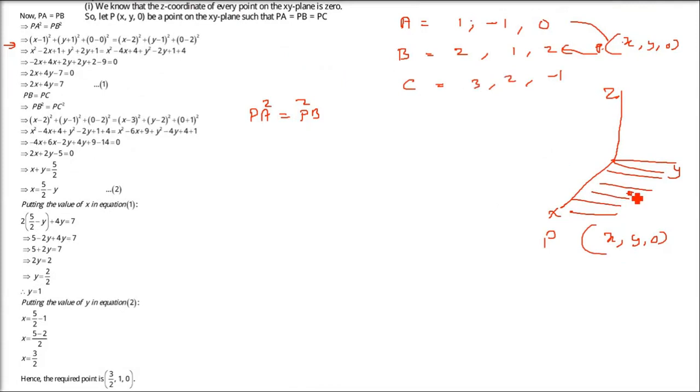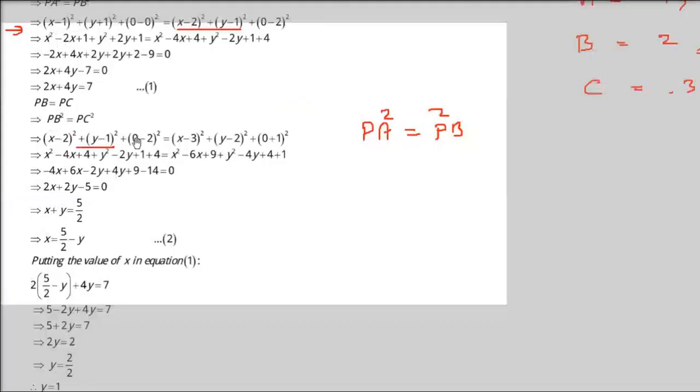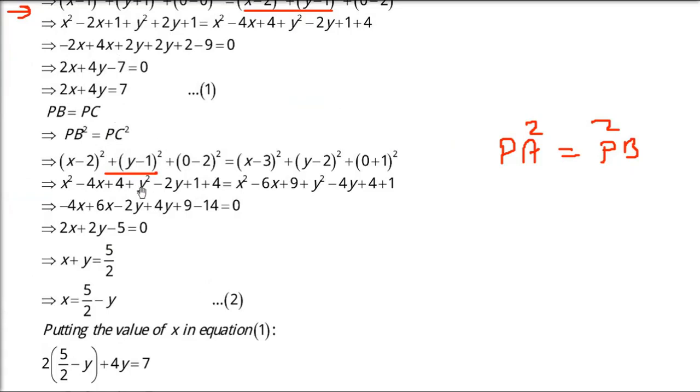Then, same point, this is P. Now take PB and take PC, and equate PB with PC. It is the distance of (x, y, 0) from (2, 1, 2) and the distance of (x, y, 0) from (3, 2, -1). The PB which we have taken in the first part, the same thing you take in the second part. Again, we square PB and PC because we don't want the square root.